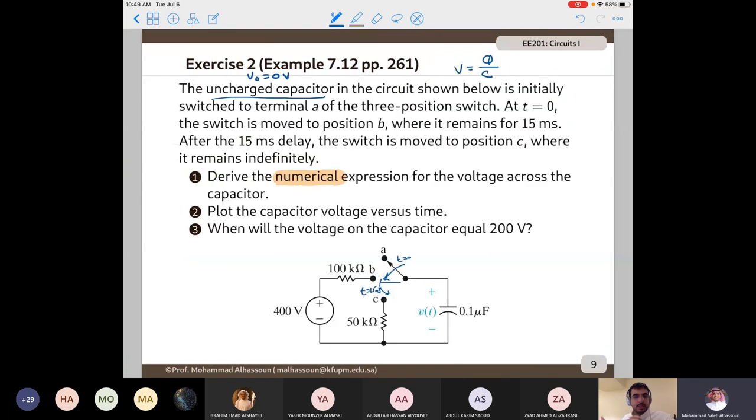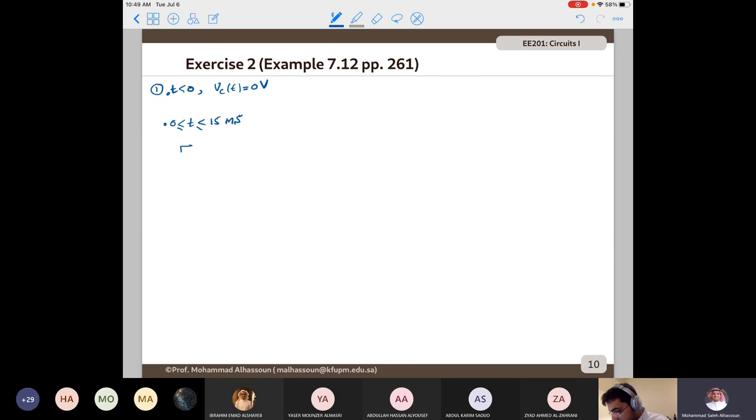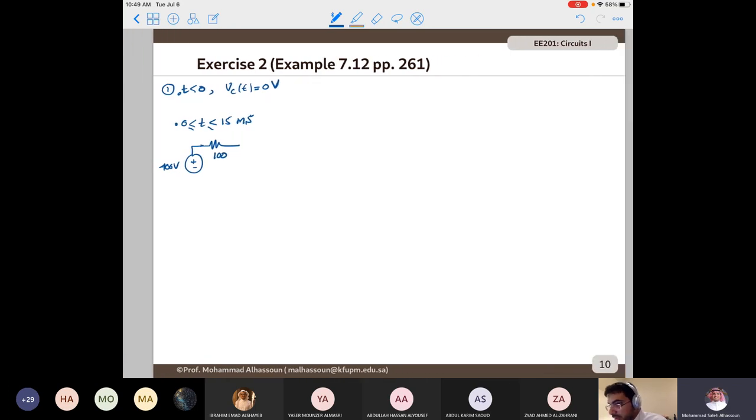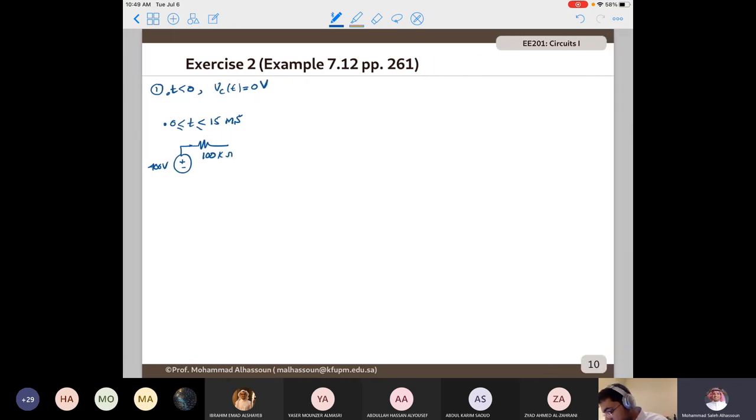Again, do not spend so much time imagining the circuit, just draw it. So if we draw the circuit, we get something like this. I believe this one is 100K. Yes.